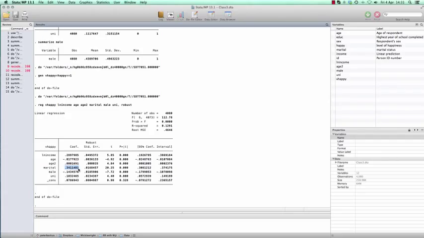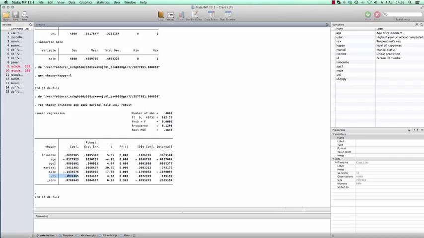So being married seems to make it more likely that people are very happy. Being male, on the other hand, is negative. So being male decreases the probability that someone says they're very happy relative to being female by 14 percentage points. And uni, again, that's a dummy. Going to university increases the probability of saying that you're very happy by 10 percentage points relative to people who did not go to university.